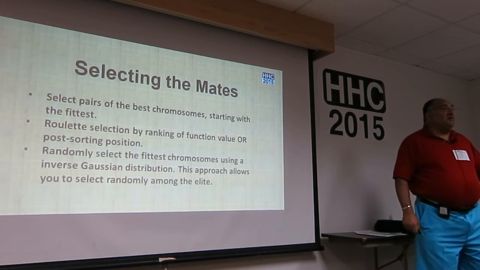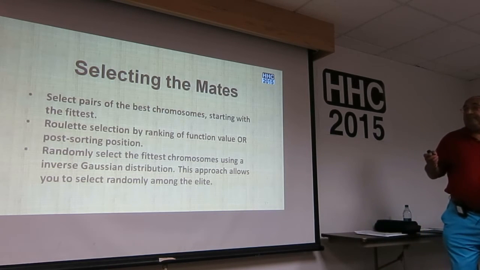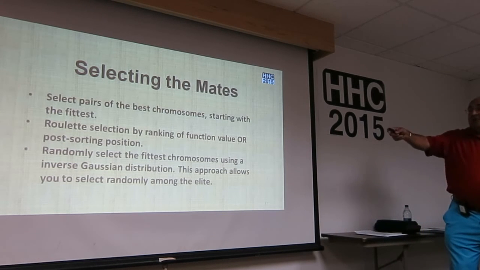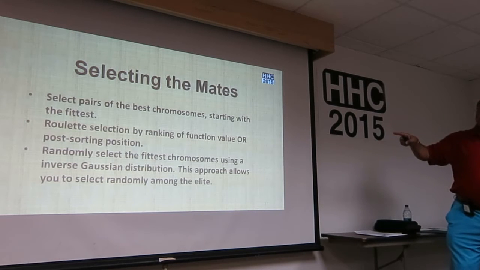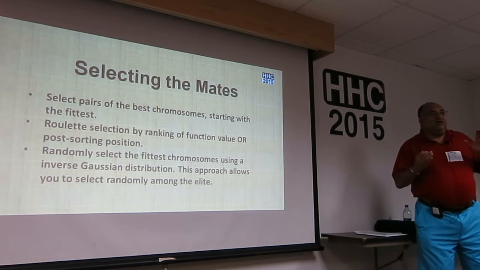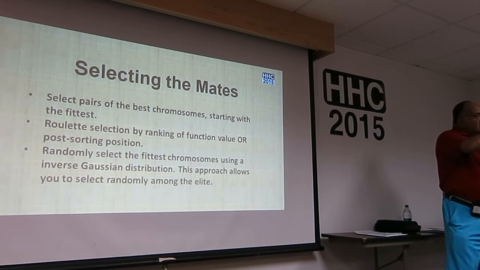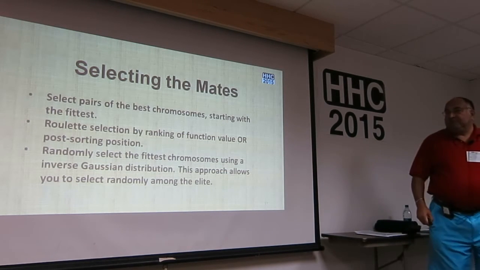There are several methods to do that. Literature advocates roulette selection by rank of function value, or post-sorting rank. Their thinking is you don't want to get stuck with the elite because you may end up prematurely zooming in on a local optimum and miss the global optimum.